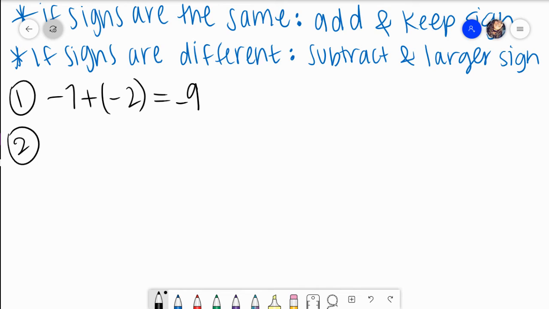Let's do this one. Let's say we have -6 plus a -3. Those signs are the same. Add and keep. Oh, funny. I just had these two examples written down. I didn't know they both equal -9.